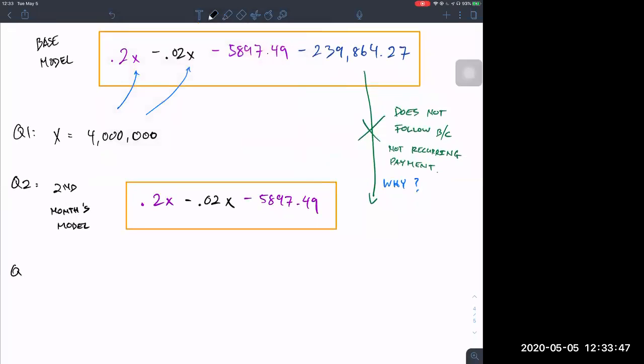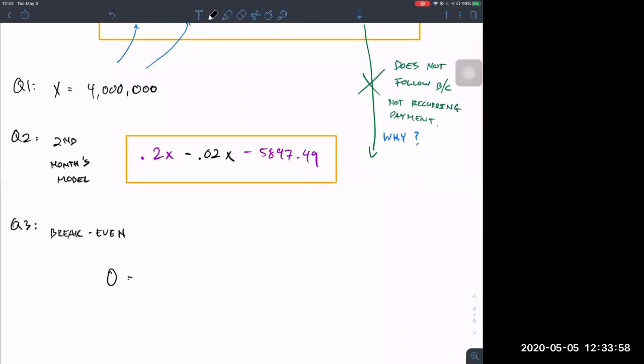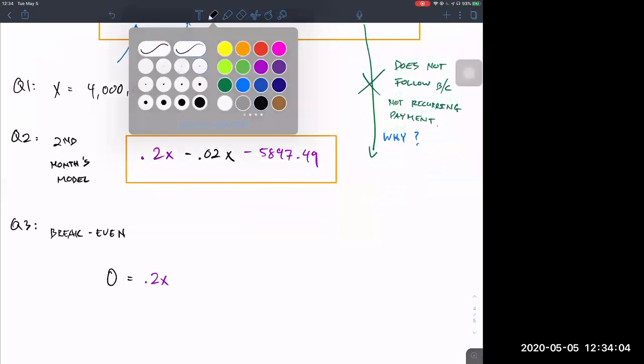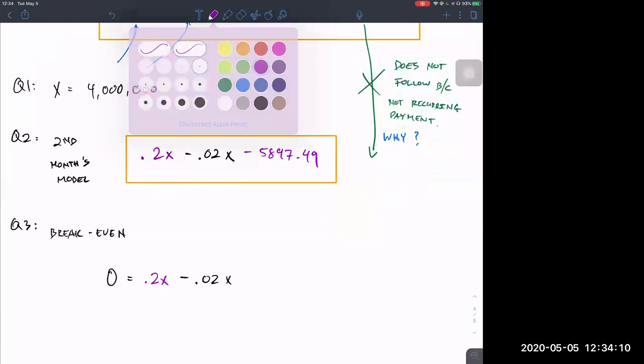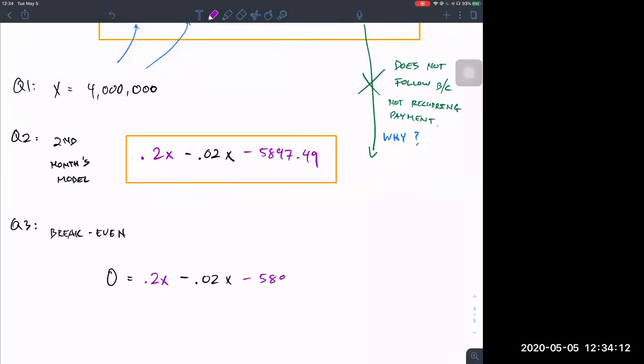Question 3, it tells you to find the break-even of the second month's model. So what do you do here then? Set the second month's model to 0. Perfect. And that 0 represents what again? The break-even point. Almost. Break-even point is what you're looking for. What does it mean when break-even? The break-even point is a number of items, in this case, what the heck are we doing? Views, that sets our model equal to 0.